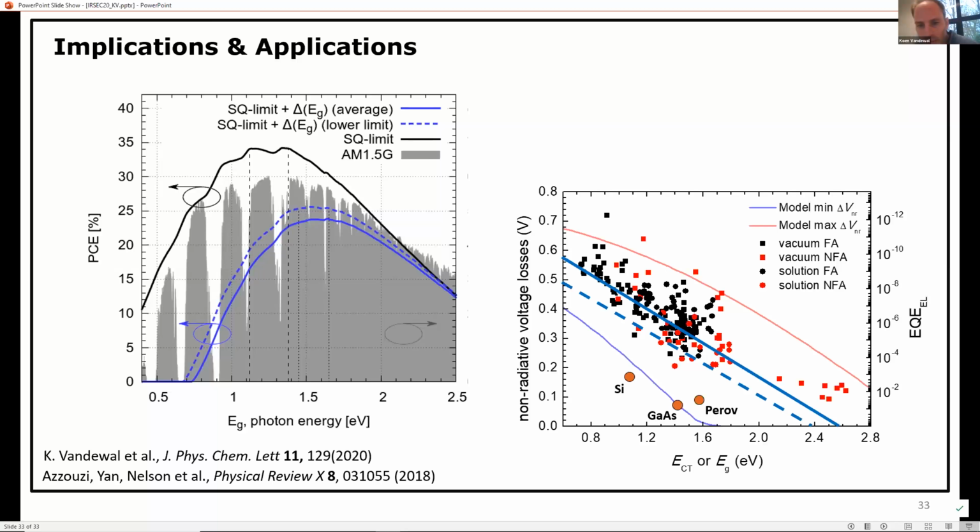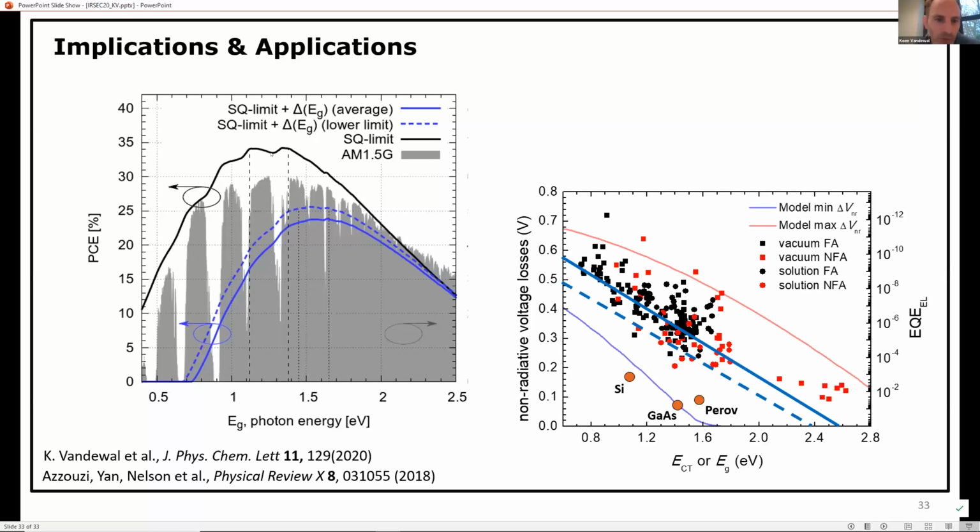I've drawn here two lines, an average limit and a lower limit of these non-radiative voltage losses. If you put this into a model, you assume that you can get the same external quantum efficiencies, photovoltaic external quantum efficiencies as perovskites, and similar fill factors which have been reached in organic solar cells, then it should be possible to reach power conversion efficiencies over 20% for OPV, even if we do not solve this non-radiative decay problem.